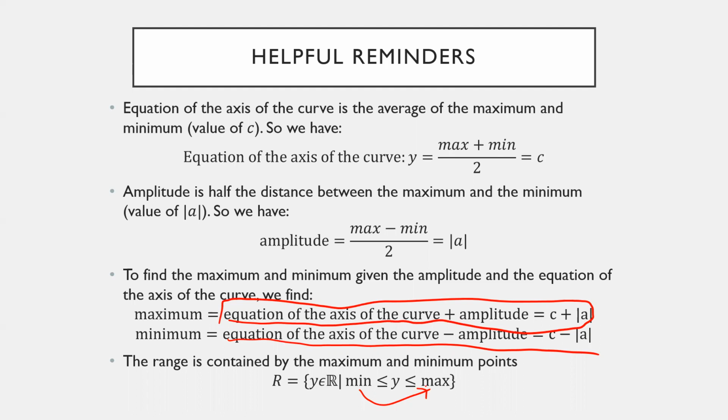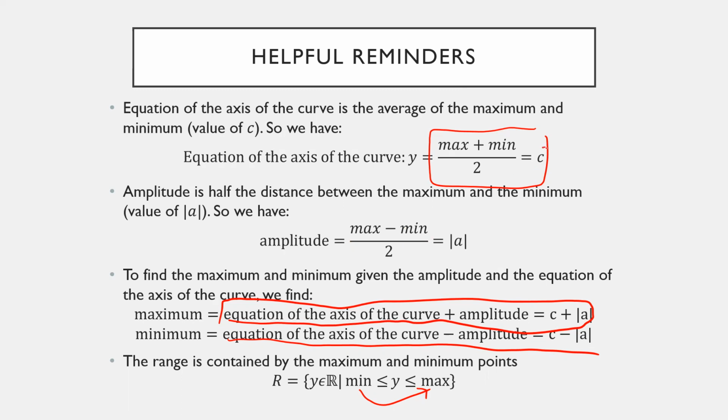And two other helpful reminders, although you already have these equations, that's why I wouldn't worry so much about this. The equation of the axis of the curve is simply going to be the maximum plus the minimum divided by 2. The amplitude is going to be the maximum minus the minimum divided by 2. Okay, so you simply take the distance between the max and min and divide by 2.